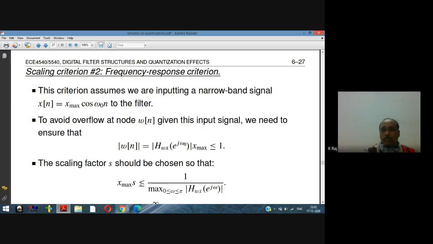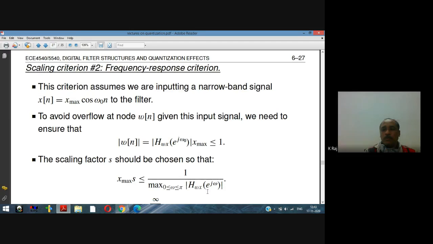So from here we can get the scaling factor s by this one, that is, x maximum of the s is less than or equal to 1 upon the maximum value of |H(e^{j omega})|, having the range of omega from 0 to pi.